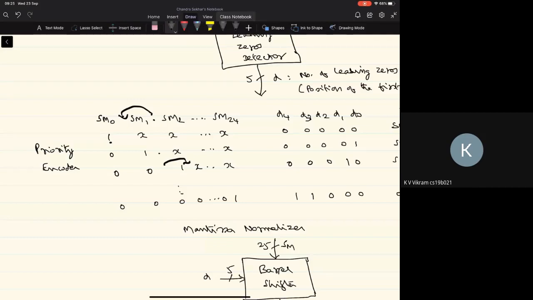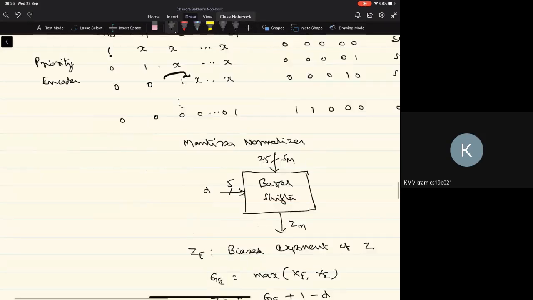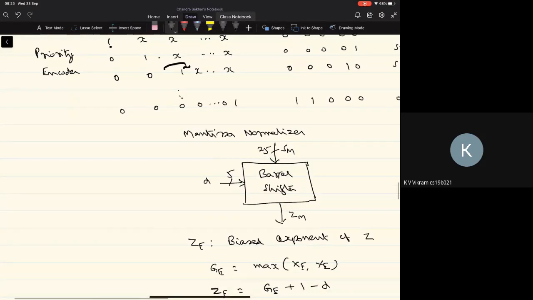Which was typically used to find the device with the maximum priority to which you want to transmit the data. But here, noting that the functionality of the leading zero detector is the same as the functionality of the priority encoder, we implement this leading zeros detector as the priority encoder, and that gives us only the D value. Once we get the D value, I have to take this SMS input and then perform again the shift operation to get the ZM, and this ZM will be only 23 bits.